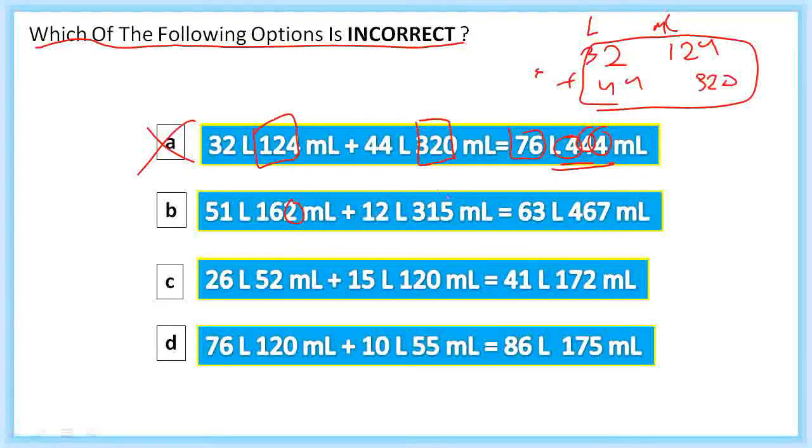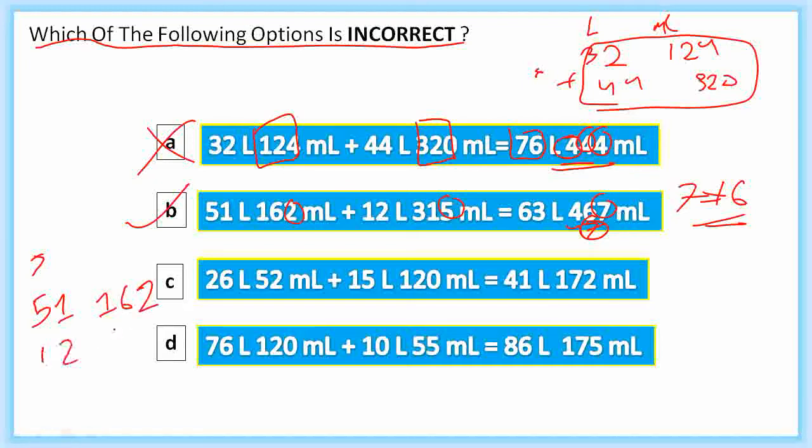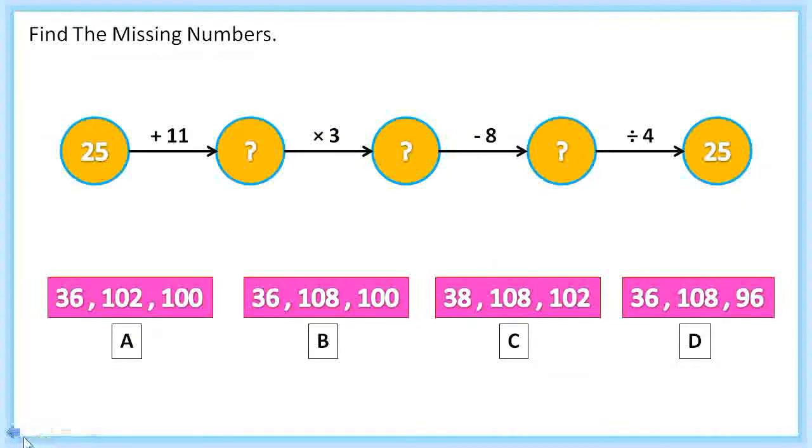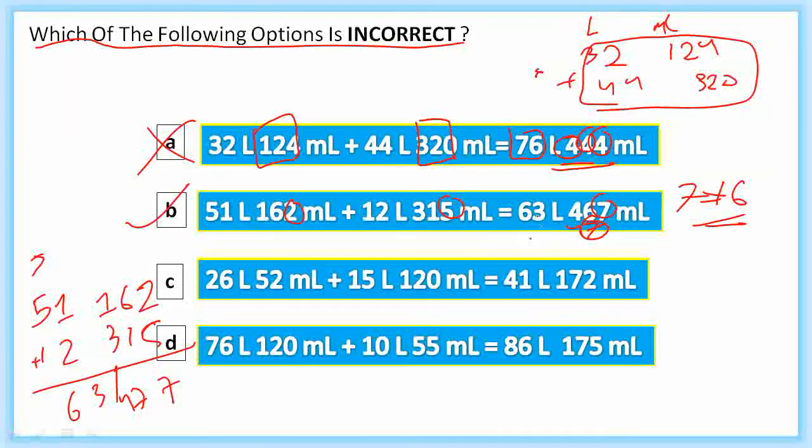Now 2 plus 2 plus 5 will become 7. 6 plus 1 must become 7. And 1 plus 3 must be 4. As we can see, 7 in this case cannot be equal to 6. So B must be the incorrect one. And if I perform the long addition, 51,162 and 12,315, if I add these numbers, I will get 77,436 — 63 liters and 477 liters. So in this case, B is the incorrect one.